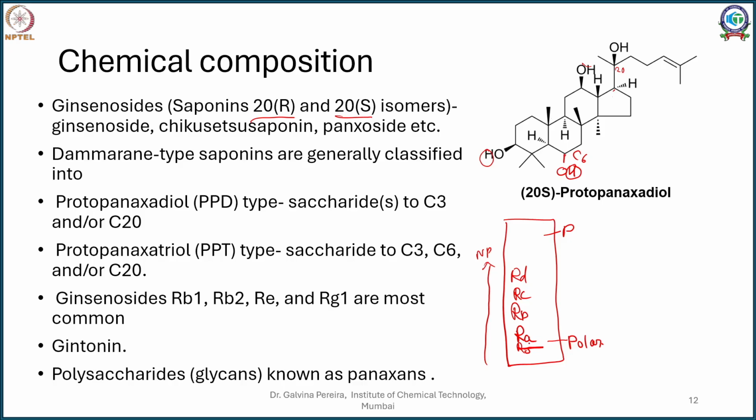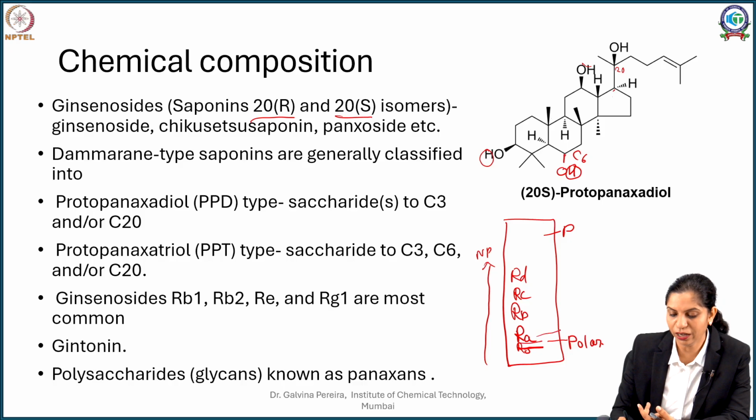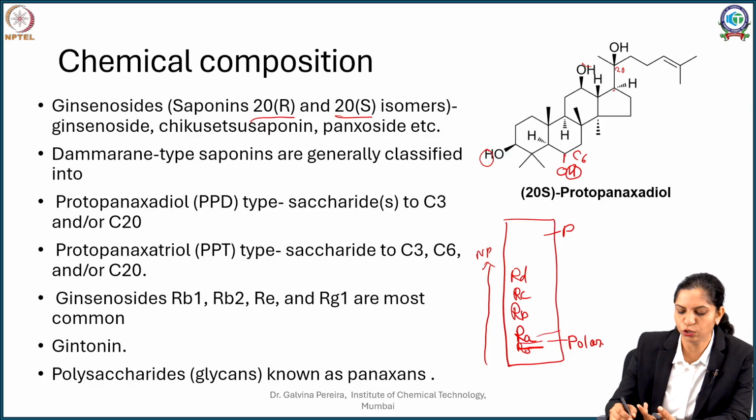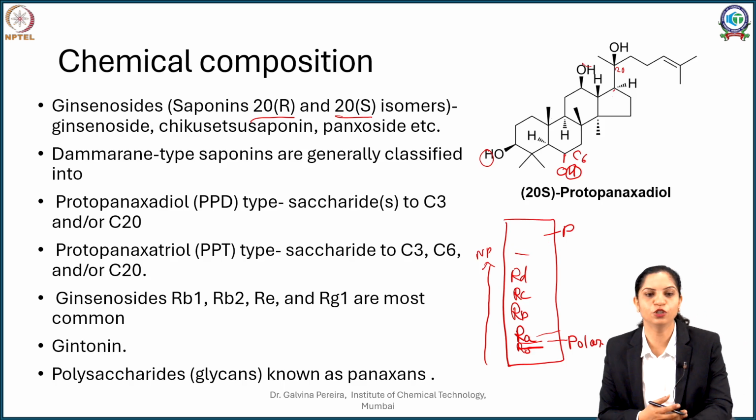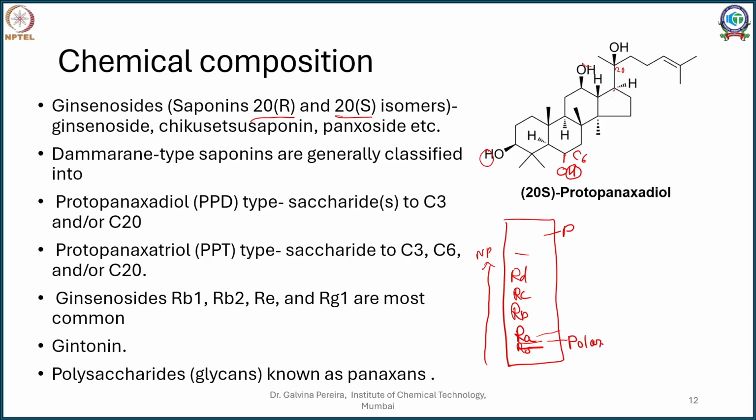So Ra1 is the most polar, having up to 5 sugars attached to it, whereas as you go up to more and more non-polar, the sugars decrease. So when you come up to Rg, you might be left with just 1 sugar attached to it. Apart from that, you have your ginotonins, and you have your polysaccharides called panaxans.